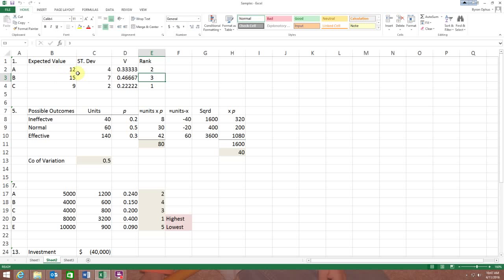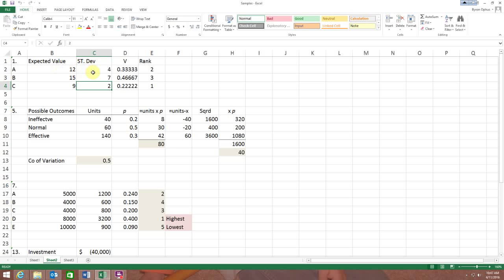We'll look at some of those, but the idea here is to take a look at investments and analyze the risk based on some of the factors, in this case expected value and standard deviation, which are given to you for problem number 1. Now, I put in some different numbers. I just put 12, 15, 9 for my expected values, and standard deviations of 4, 7, and 2.